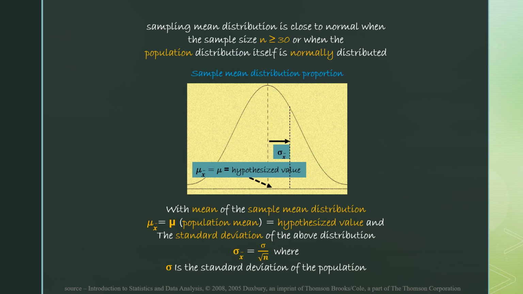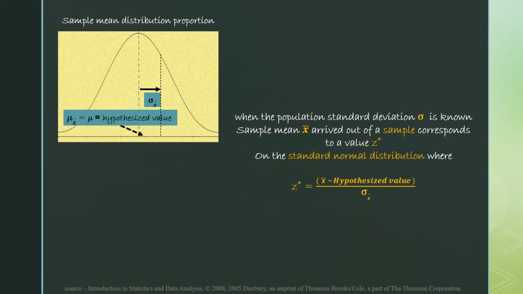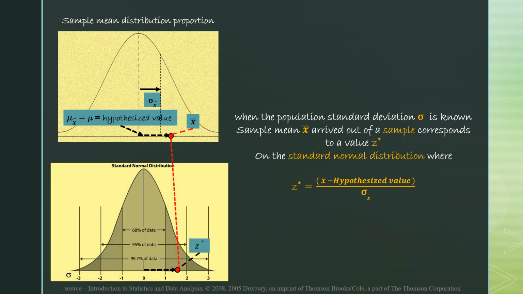We start with the case where sigma is known. In fact, the above formula for sigma x bar applies only in the case where the population standard deviation sigma is known. When the population standard deviation sigma is known, the sample mean x bar arrived at out of a sample corresponds to a value z star on the standard normal distribution, where z star equals x bar minus the hypothesized value, divided by sigma x bar.